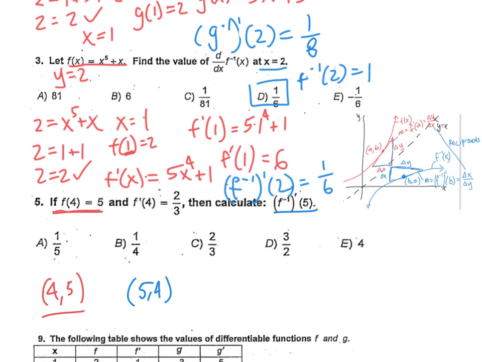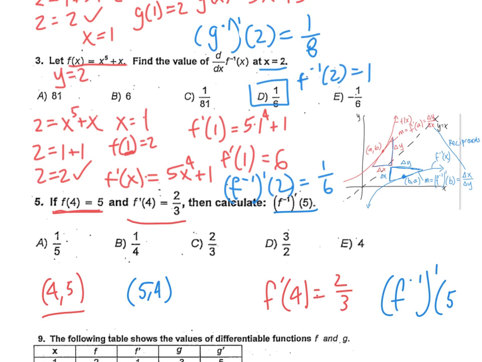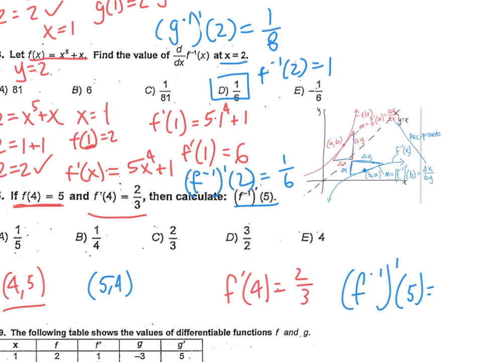Okay, that's what this information is. So now we know that the derivative of my function evaluated at 4 is 2/3. So I know that f prime of 4 is equal to 2/3. Then that means that the derivative of my inverse evaluated at 5 is going to be, and you guessed it, folks, it's just going to be 3/2. Okay, the reciprocal of that, so it's D.